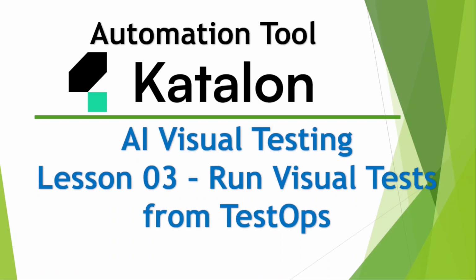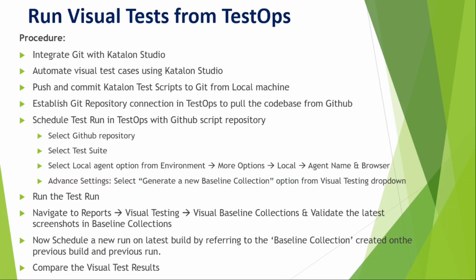Thank you. So now let us see the procedure to perform visual testing directly from TestOps. So following are the steps that we need to follow to run visual tests from your TestOps. First, we need to integrate Git with Katalon Studio, and then you need to automate visual test cases using Katalon Studio, then push and commit Katalon scripts to Git from local machine. So let us perform these three steps by using Katalon Studio.